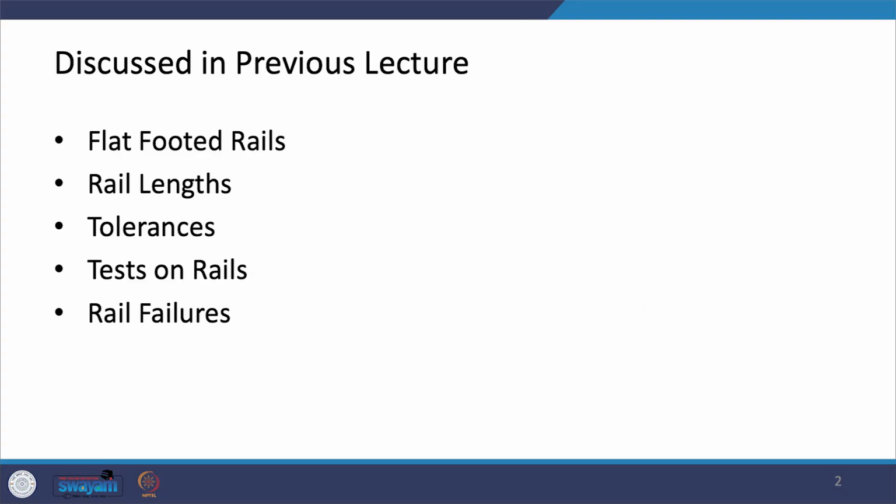In the previous lecture we talked about the flat footed rails. We discussed the different rail lengths which are available and how they are color coded so as to identify them. The tolerances with respect to the vertical and horizontal direction at different locations of a rail section, the various types of tests which are conducted on the rails, which are dependent on the grade of the steel used in the manufacture of rail. And we did talk about the flaw detection and the rail failures and the nomenclature of a failure.